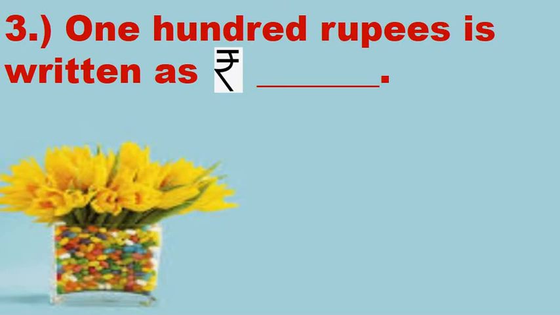Blank number 3. One hundred rupees is written as rupees dash. How can we write 100? Yes, 100. As we have the number name, we have to write it as a numeral. 100 rupees is written as rupees 100.